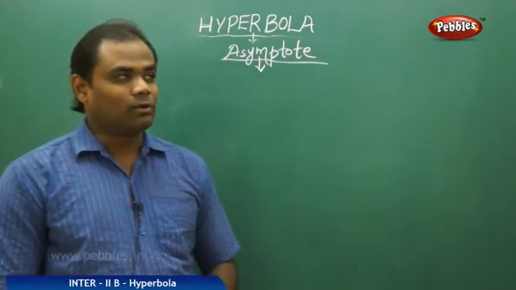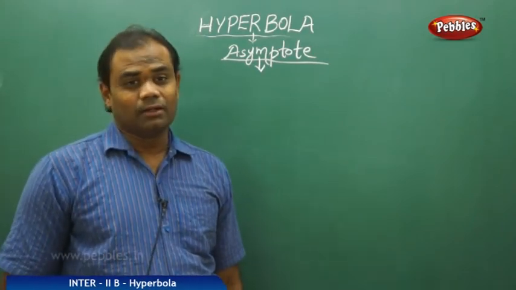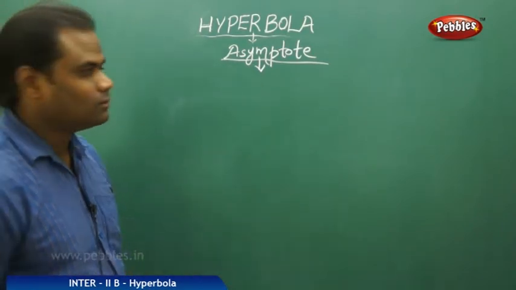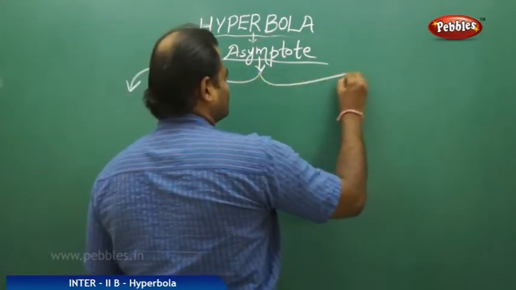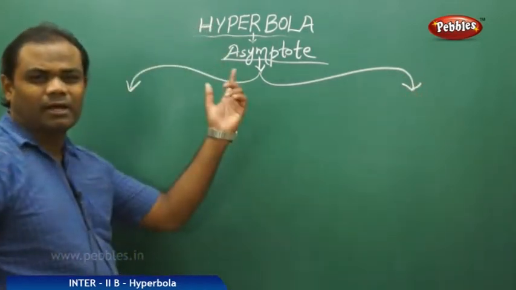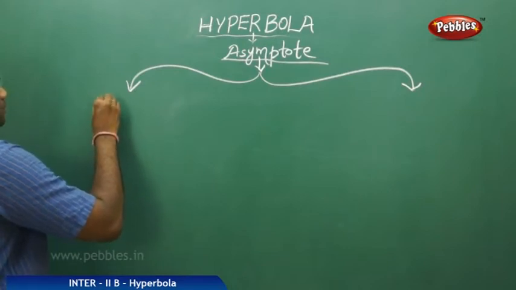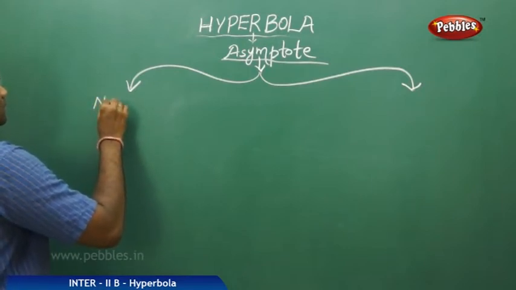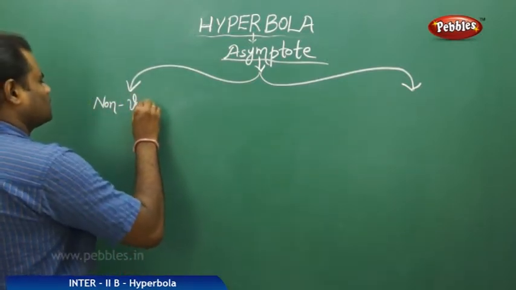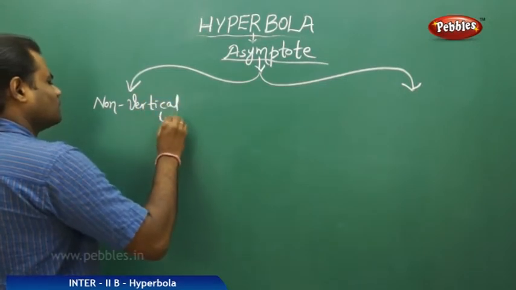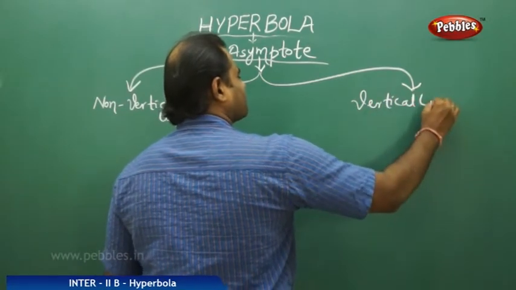Now let's discuss the asymptote of a hyperbola. Because the topic is about the hyperbola, let's discuss the asymptote for a hyperbola. Now we have two cases which arise in discussing the asymptote for a hyperbola. Case 1, a non-vertical line, and a vertical line.